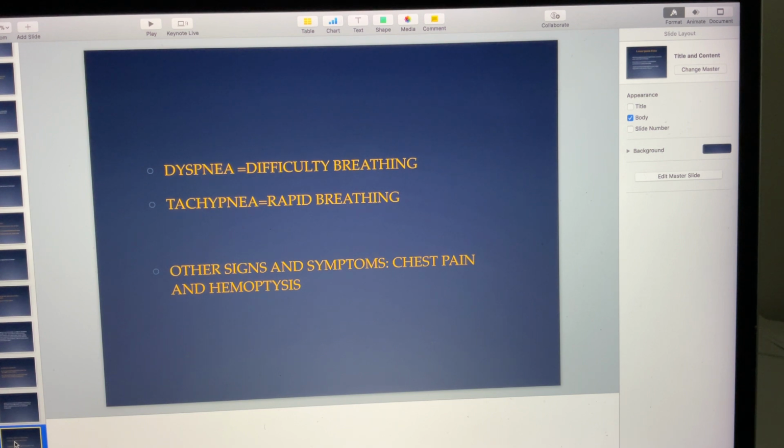Okay, dyspnea, which is difficulty breathing, is the most common symptom of pulmonary embolism. Tachypnea is the most common sign of pulmonary embolism. Other things that you're likely going to see, you might see chest pain as well as hemoptysis.